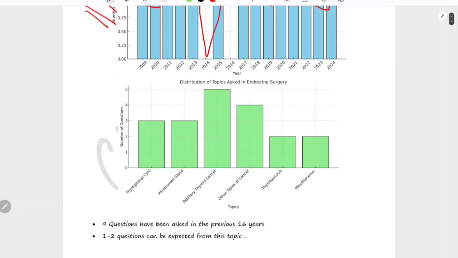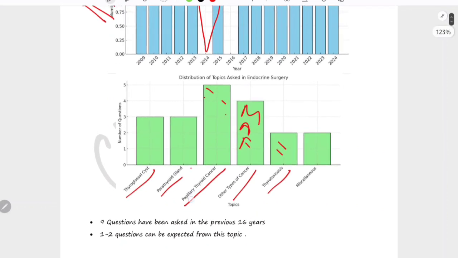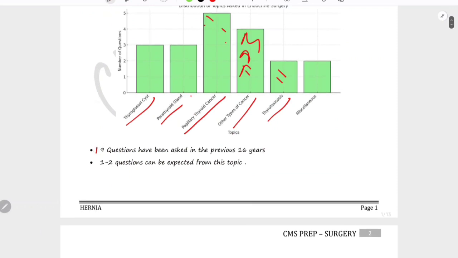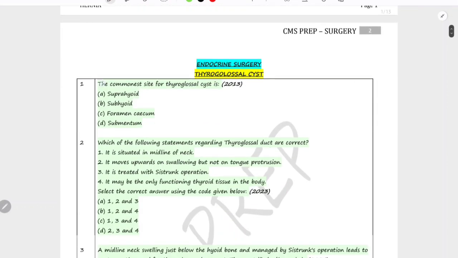And what are the topics that are being asked in this chapter? Questions are asked from thyroglossal cyst, parathyroid gland, papillary thyroid cancer carries the most weightage, as max 5 questions have been asked from this. Other types of cancer like medullary cancer or anaplastic or follicular cancer, thyrotoxicosis, 2 questions have been asked from this, and there are some miscellaneous topics from which 2 questions have been asked. So in total 19 questions have been asked in the previous 16 years, and you can easily expect 1 to 2 questions from this topic. So let us begin our discussion.